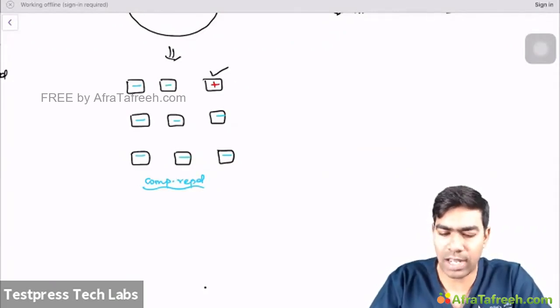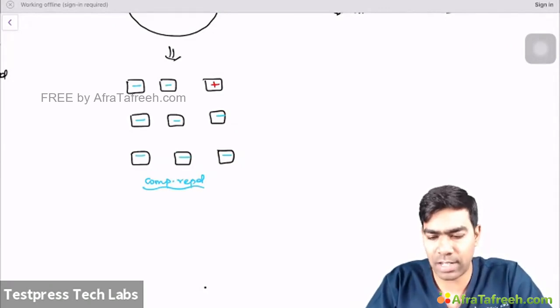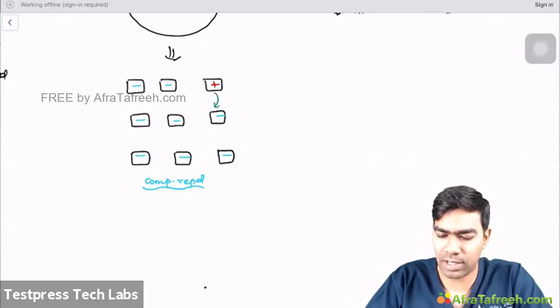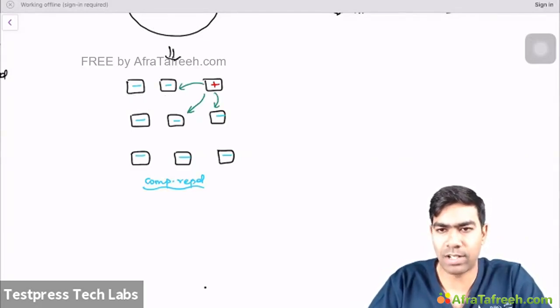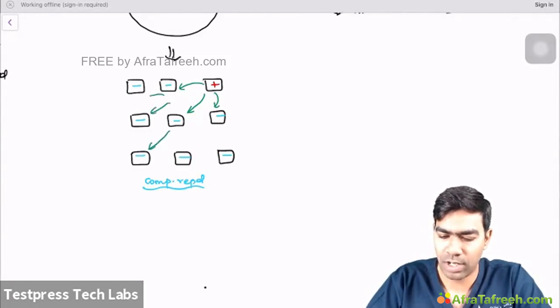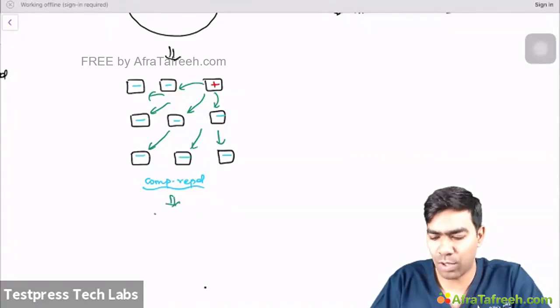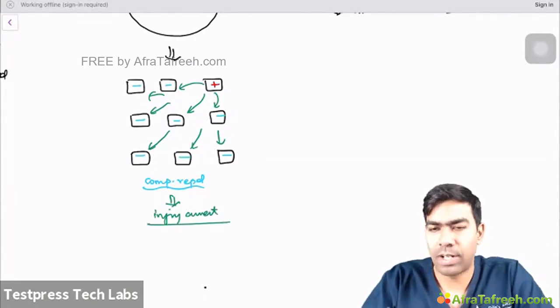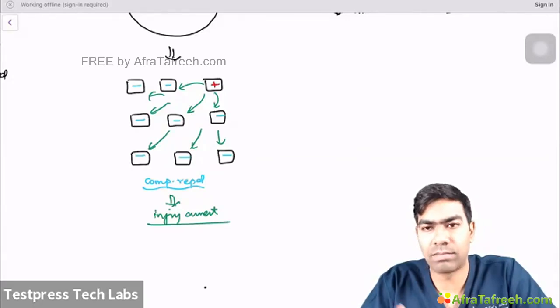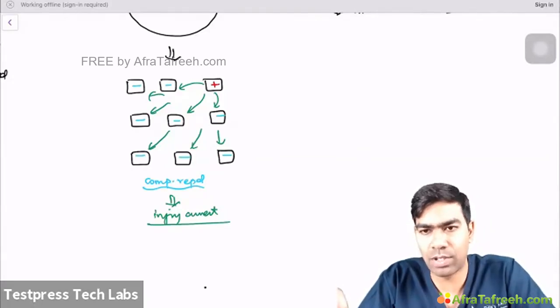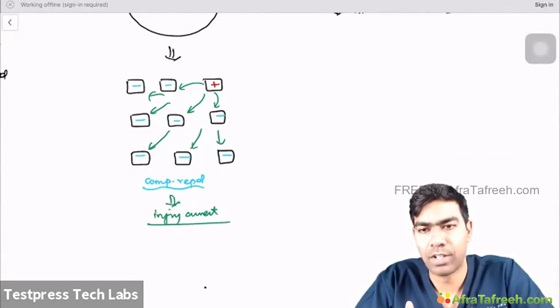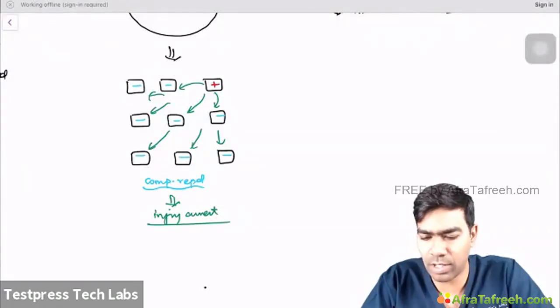Now this area has become positive, and because of that, it is going to share its potential towards others. This movement of potentials to the other cells is what we refer to as a current, and this is how you develop something called an injury current. Clear? So that ischemic area is the one that's going to produce this kind of electrical current, and that is going to create a type of current called an injury current.